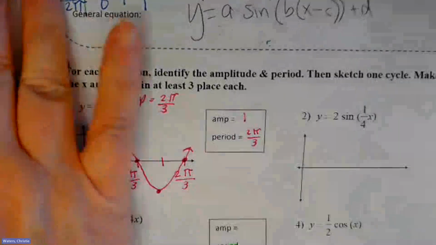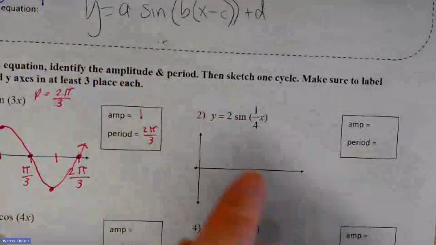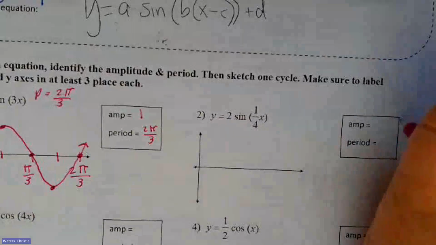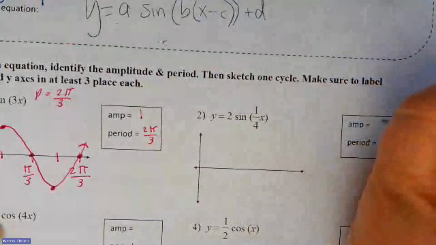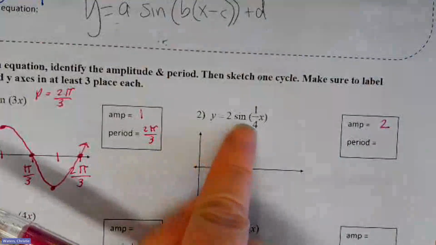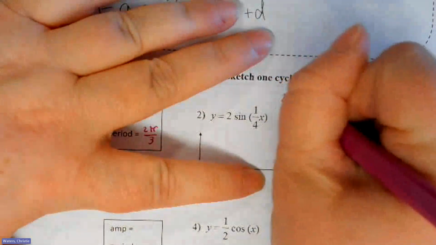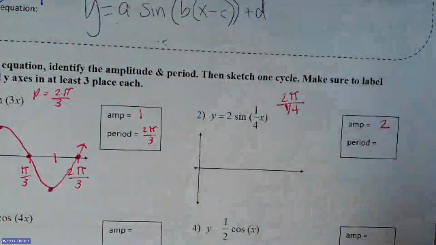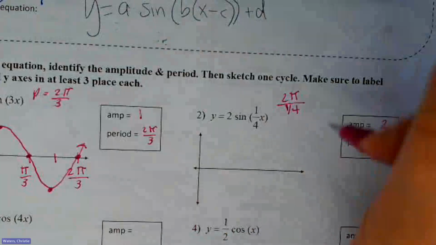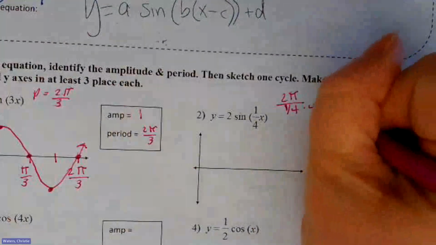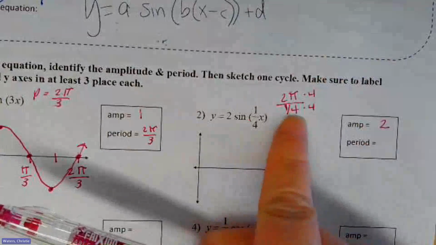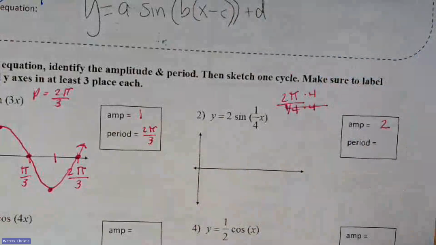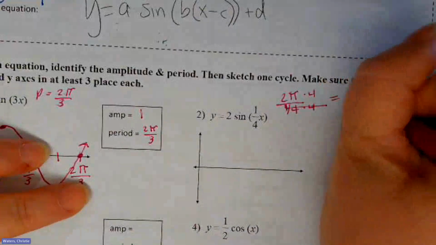It's another sine graph, but this one has an amplitude change. And it also has kind of a messy B value, so we'll get into that. First, I'm going to go ahead and fill in my little chart over here. So the amplitude is 2. And for my period, I have to do 2 pi over 1/4. So what I do to simplify when I have a fraction in the denominator is I like to multiply the top and bottom by the denominator of that fraction, because 1/4 times 4 is just 1. So I can cancel that out now, and I have 2 pi times 4, which is 8 pi.